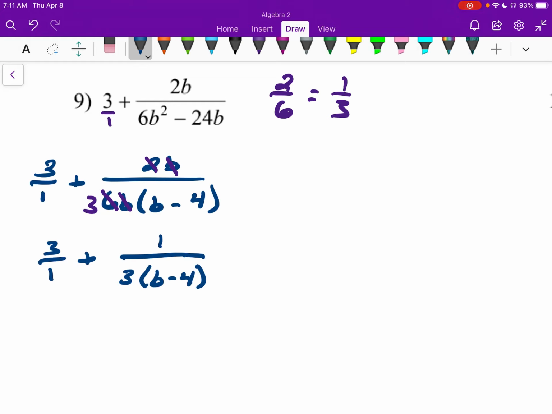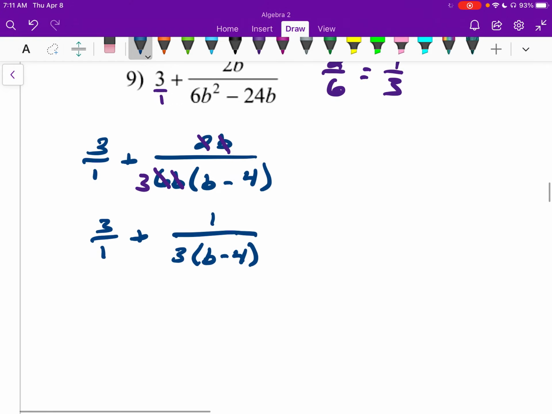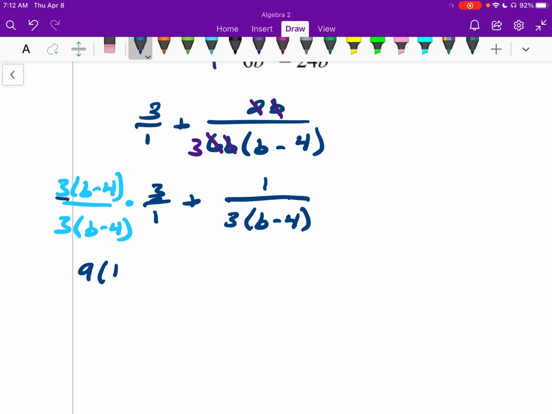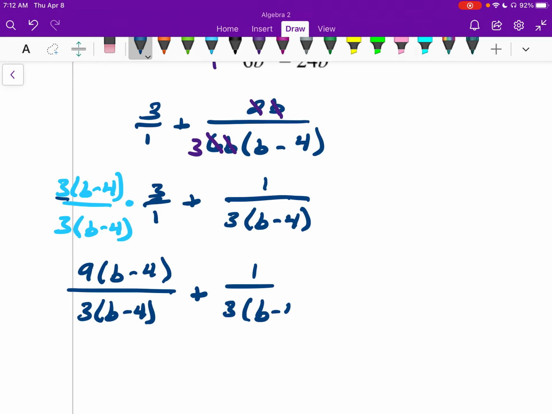All right, now we've factored, we've canceled. Now we need to put them together. So the left side here needs a common denominator. So we need to multiply this by 3b minus 4, and 3b minus 4, right? That's what I need to do to get the denominator on the left to be the same. So this will turn into, well, I'm going to put this 3 and this other 3 together to be a 9b minus 4 over 3b minus 4 plus, and the right one is 1 over 3 times b minus 4.